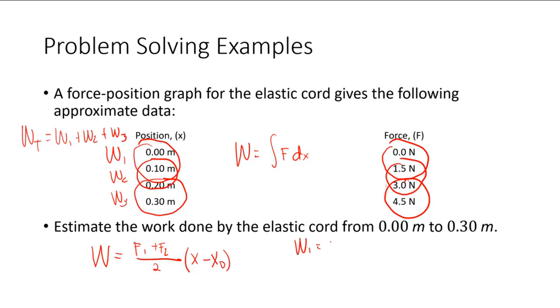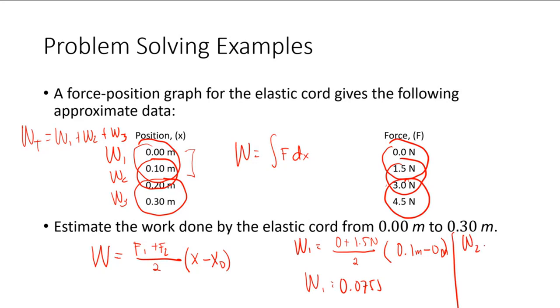Work 1 is just equal to the force of your 0 to 0.1. That means you have 0 plus 1.5 newtons over 2 multiplied by the change in the displacement. You have there 0.1 minus 0 meters. So what would be the value of your work 1? What would be the value of work 1? 0.075. Okay, that's correct. 0.075 joules.